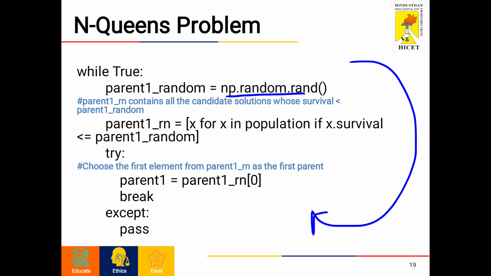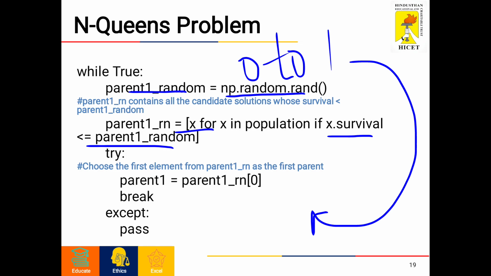np.random.rand will generate a random number between 0 and 1. Once it is generated, it will be stored inside parent1_random. Then we check the individual's survival value. If the individual's survival value is less than or equal to parent1_random, the individual will be added to this particular list. Out of 100 such individuals, only 30 to 40 might have that value.